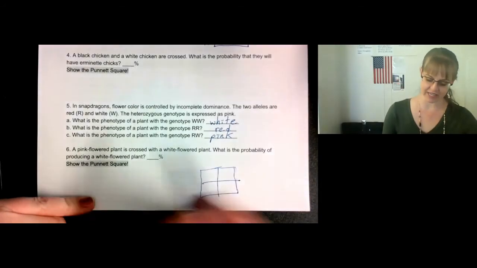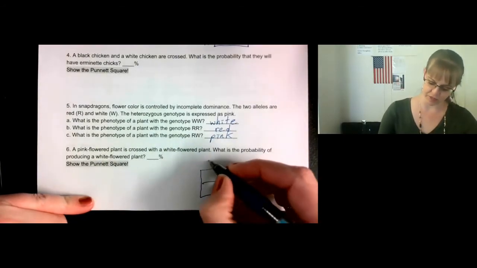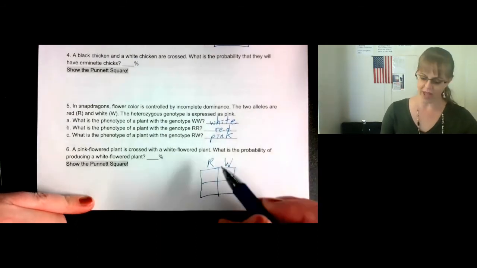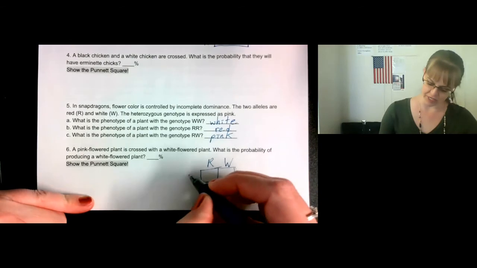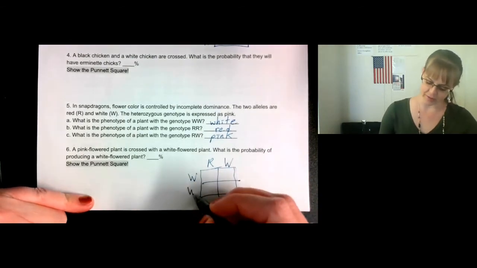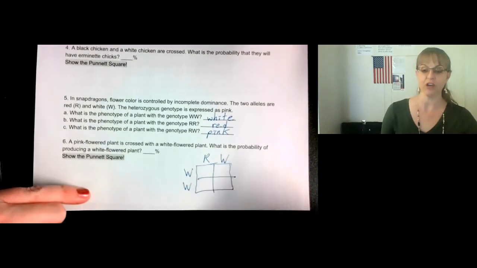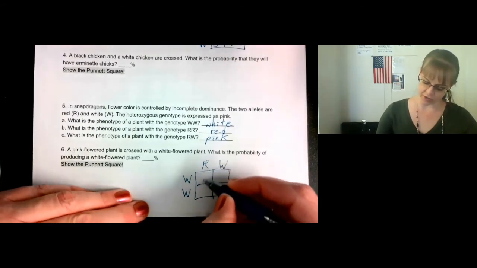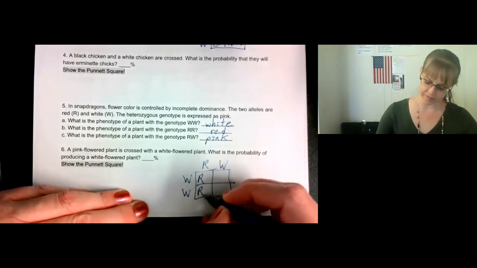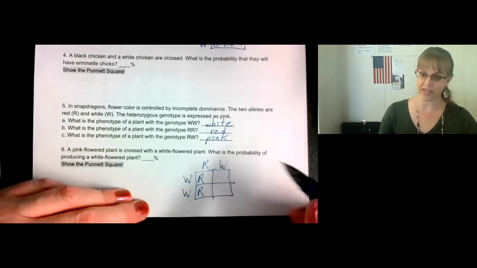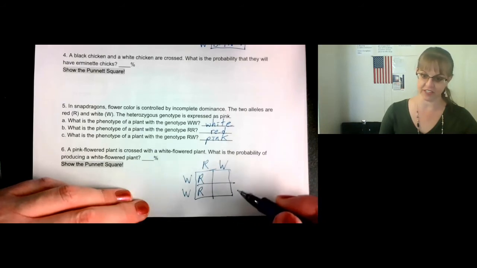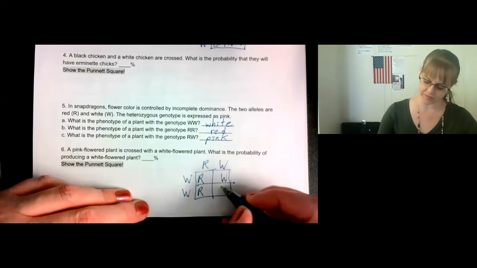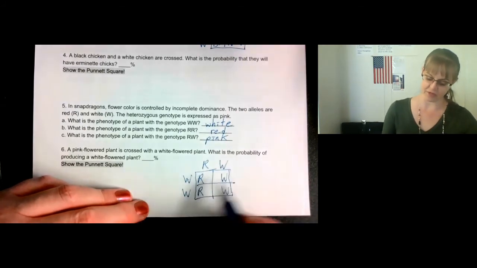All right, pink is RW. So put an R over one column, a W over the other. White is WW. Put a W beside one row and a W beside the other row. Remember, write your R's first. So this R goes in these two columns. All right, everything else is white, so it's going to go either at the end or at the beginning if it has to. Let's write it at the end first. All right, now the W goes here and here.